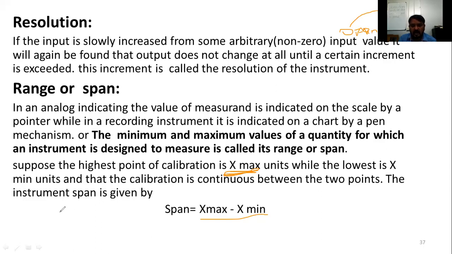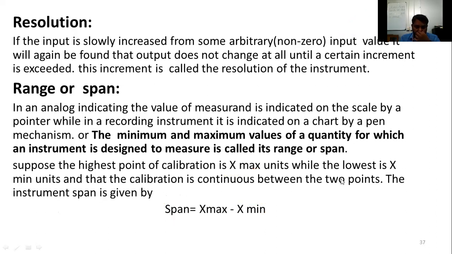Minimum units, and the calibration is continuous between the 2 points. The calibration means the measuring quantity in between these 2 points only. It may be anywhere here only. The instrument span or range is given by maximum value minus minimum value. That is called the span or range of the instrument. So this is the simple concept of range and span. Is it clear?